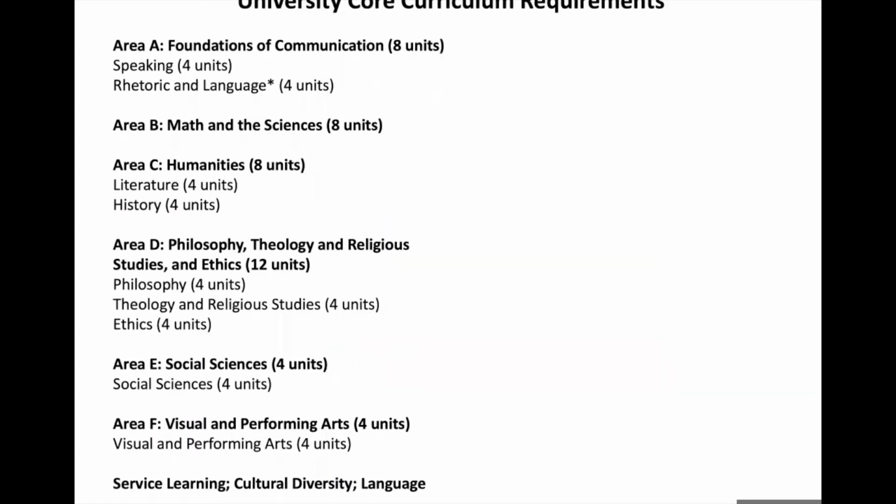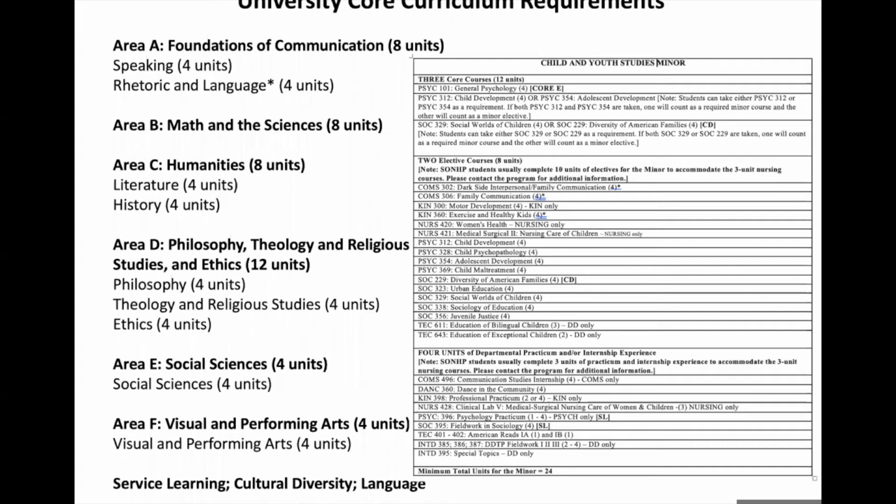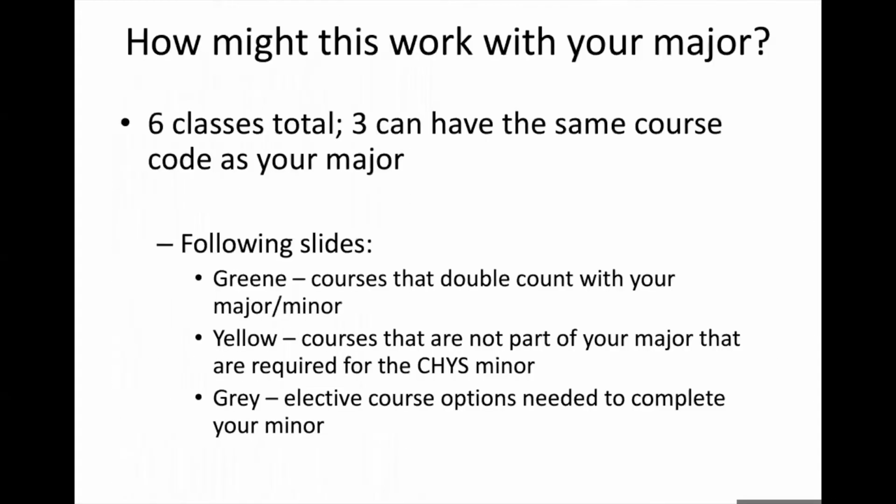So if you're looking at the core, you can see that this cuts across and is the same across many of our majors. But when we look at the minor requirements for a Child and Youth Studies minor, you'll see that as you look through, there are some classes that count towards Core E, Gen Psych. There are other classes that could be part of your cultural diversity requirement, or even your service learning or community engaged learning requirement. So let me unpack how this looks.